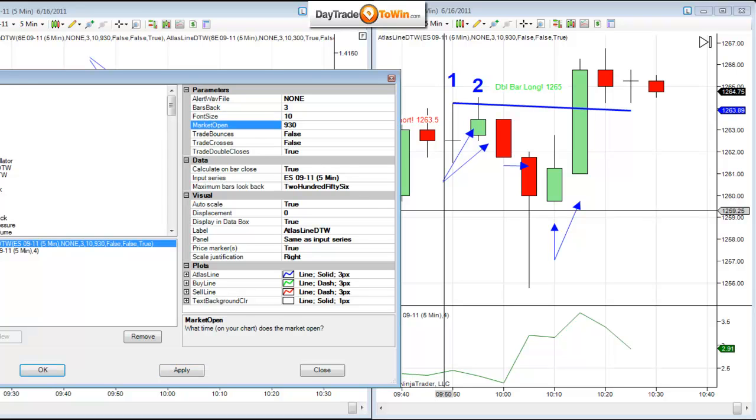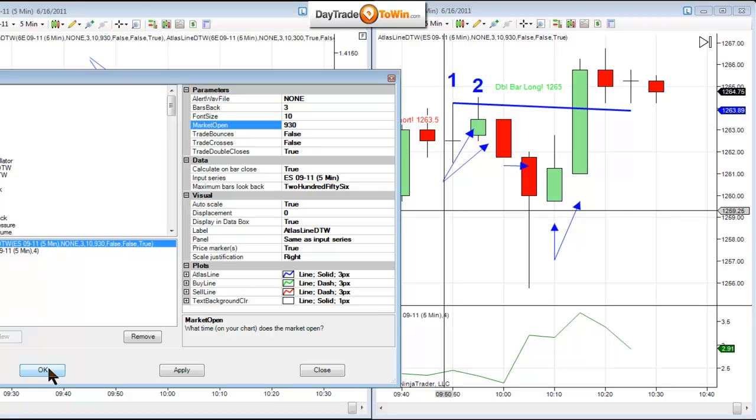Market open, really, because there are traders all over the world that use the software, I have to incorporate a parameter that says, well, the E-mini opens for me in New York at 9:30, it opens for you in Australia at 23:30, and therefore this has to be adjusted based on your time frame. Turn on or off the orders, trade crosses, trade double closes, trade bounces, on or off. That's it. There's nothing else to optimize or to calculate or to play around with. That's all the Atlas line has. And you can also make the line blue, red, green, purple, whatever you want.